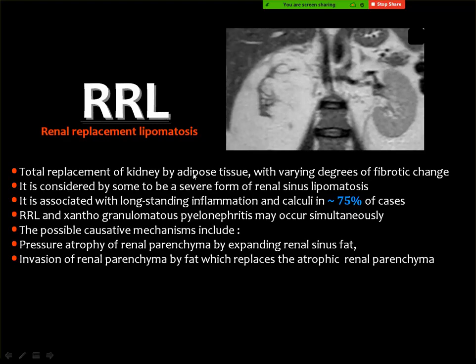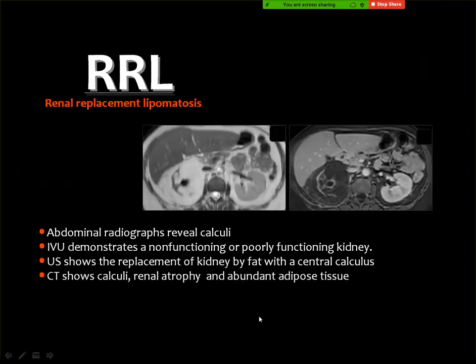It is total replacement by fat with variable degrees of fibrotic changes. It is considered to be a severe form of renal sinus lipomatosis, and sometimes is associated with a staghorn calculus with long-standing inflammation. Renal replacement lipomatosis and xanthogranulomatous pyelonephritis may occur simultaneously, starting with xanthogranulomatous pyelonephritis to be followed by renal replacement lipomatosis. There are many theories about this condition, but be careful in the diagnosis.